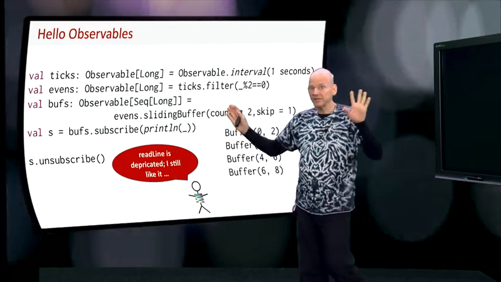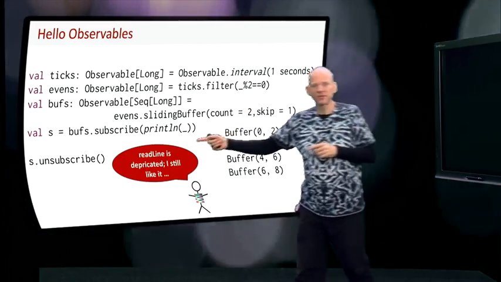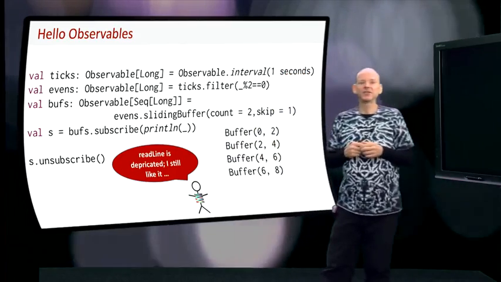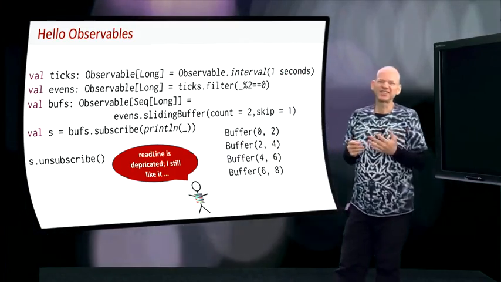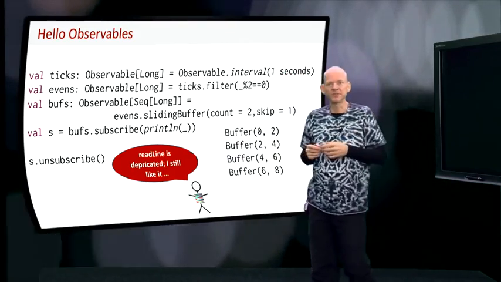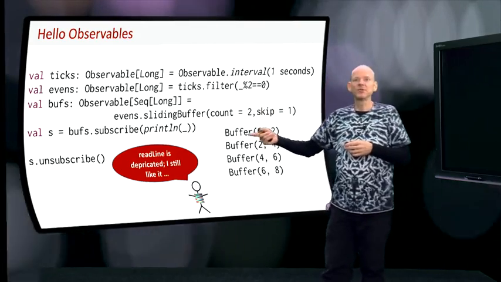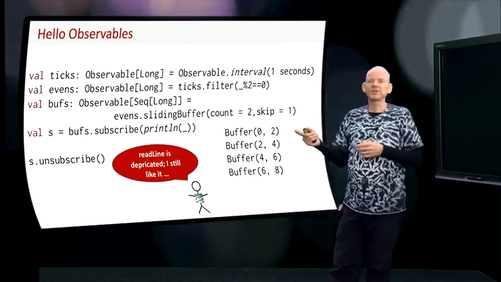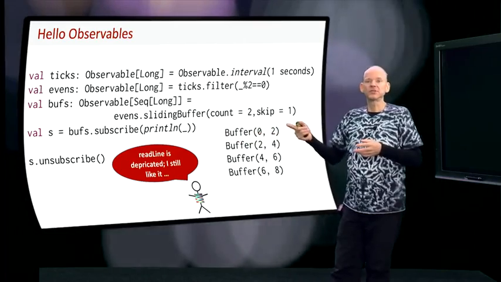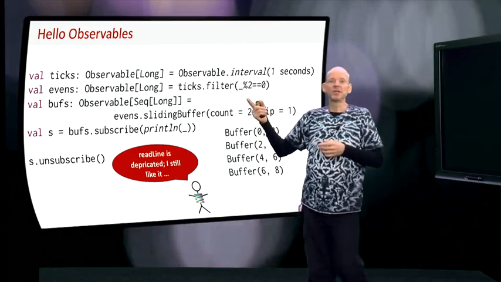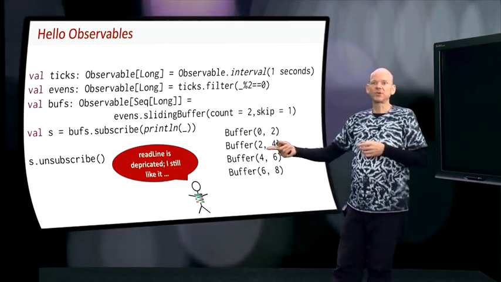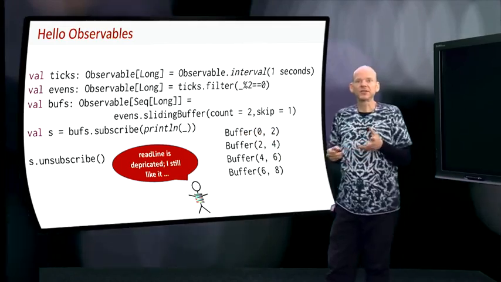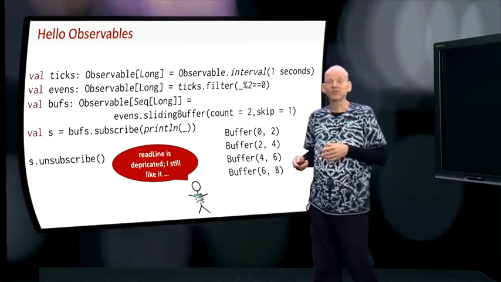Now read line is deprecated, so I don't dare to show it on the slide, but I'm using it anyway because it's convenient. Okay, when we run this code, we will see that it will print 0, 2, so it has first filtered out 1, and then it groups these in 2, and then we get 2, 4, 4, 6, etc. So here you see how this program works.